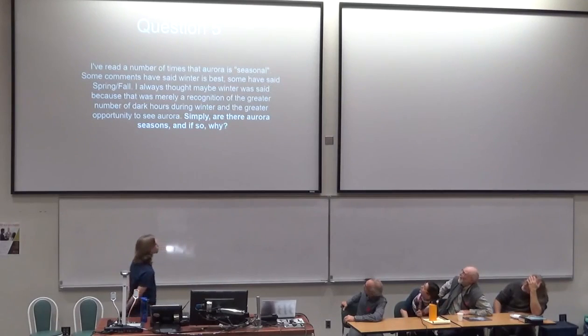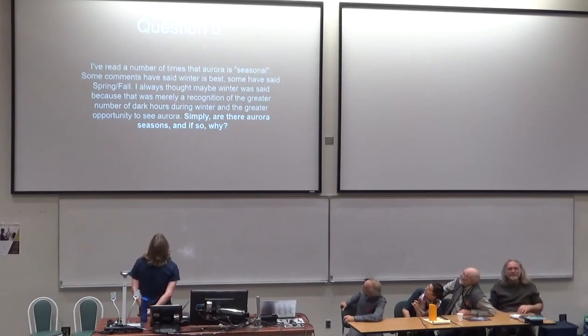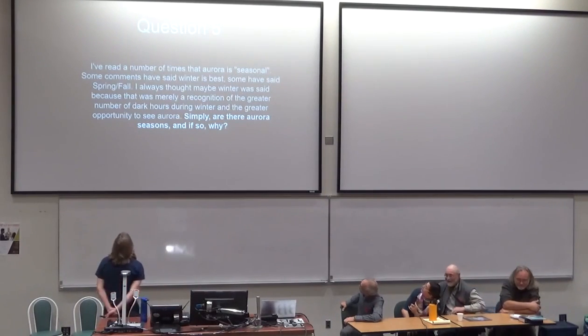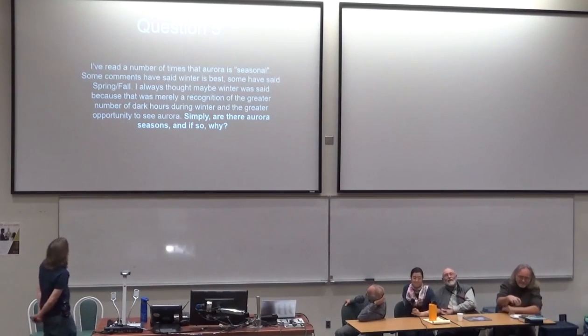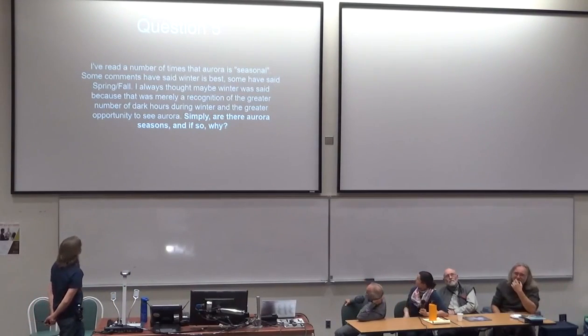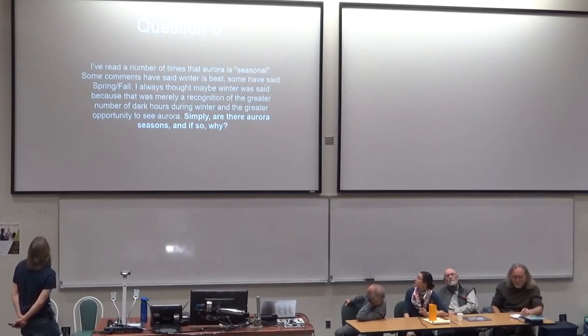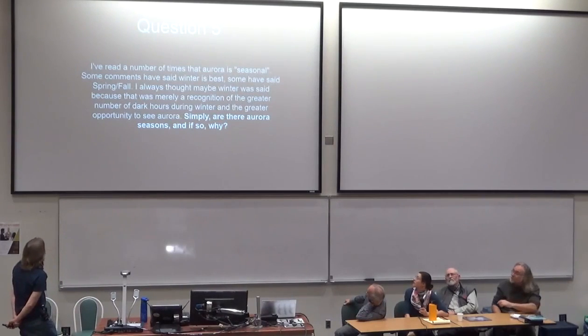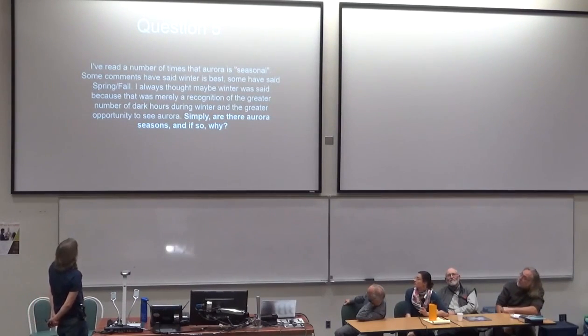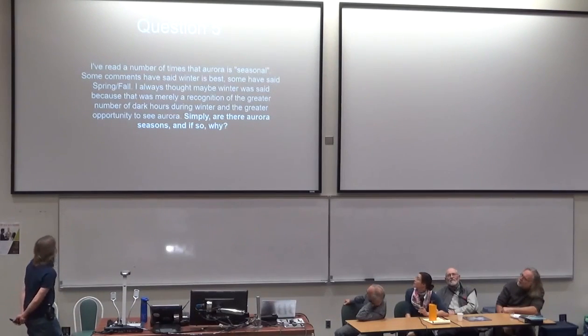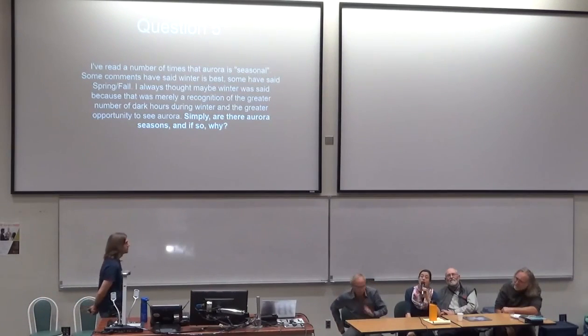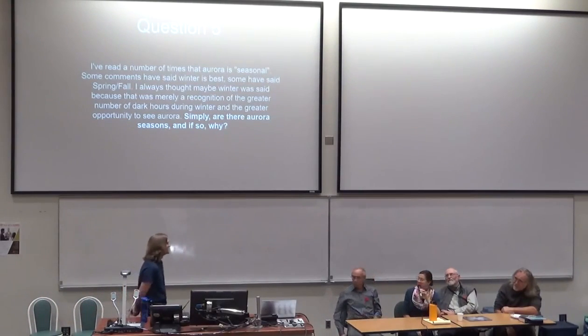This is the Aurora question. It reads, I've read a number of times that Aurora is seasonal. Some comments have said winter is best. Some have said spring/fall. I always thought maybe winter was because that was merely a recognition of the greater number of dark hours during winter and the greater opportunity to see aurora. Simply, are there aurora seasons? And if so, why?